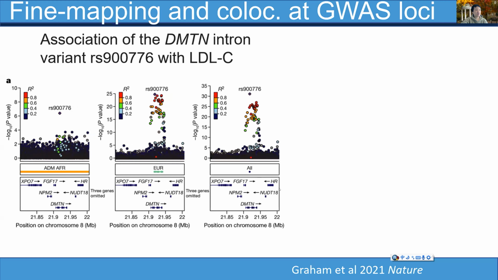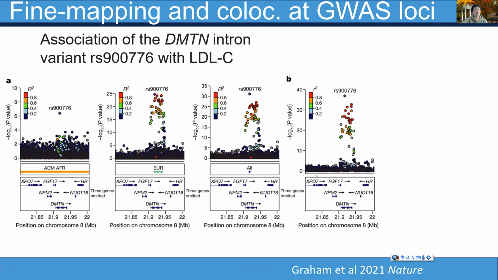As you can imagine, when we pool the samples together, not only is this variant genome-wide significant, but it actually distinguishes itself from the rest of the markers, effectively helping distinguish the more likely causal variant from its LD tags by using differential LD patterns across the two ancestral groups. And it also shows better colocalization with the eQTL for the DMTN gene.